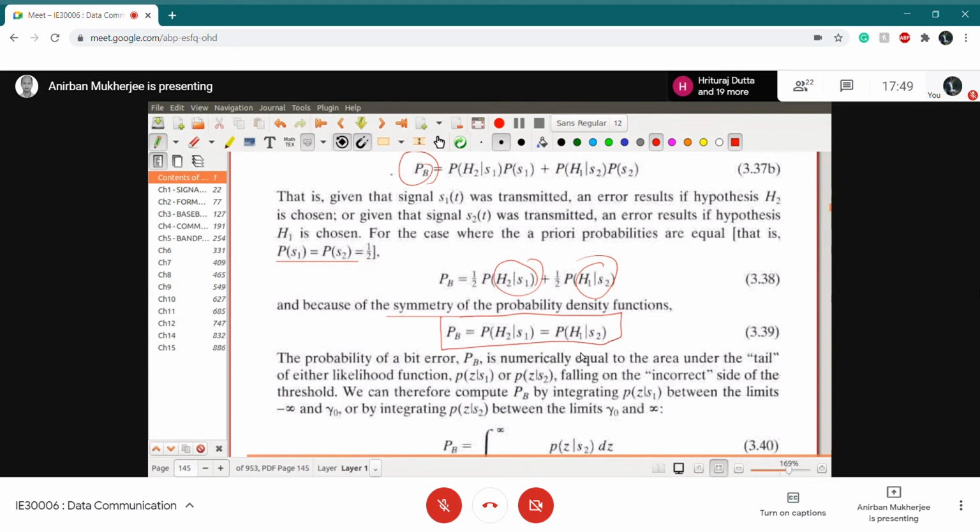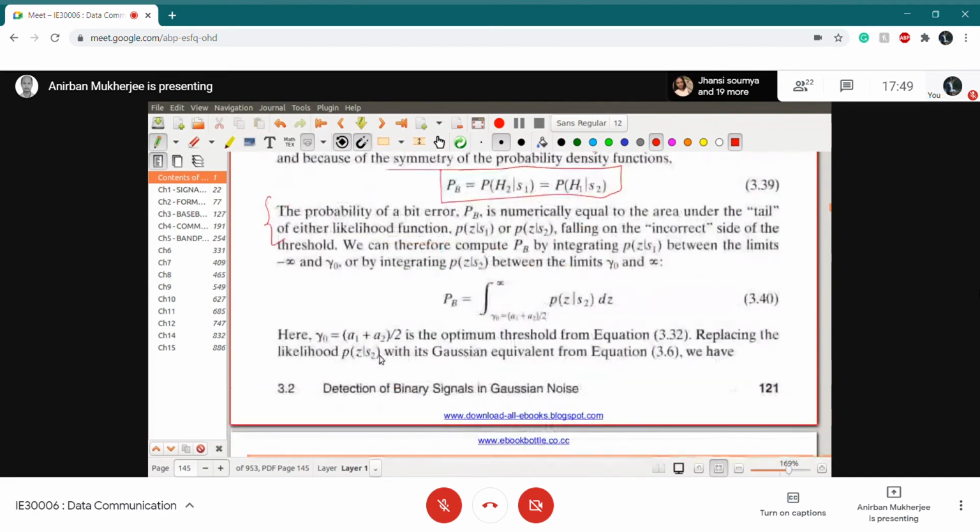Now that is the area under the tail of either likelihood function that is falling on the incorrect side of the threshold. So the probability of bit error is numerically equal to the area under the tail of either likelihood function, P(z|S1) or P(z|S2), falling on the incorrect side. We can therefore compute PB by integrating P(z|S1) between the limits minus infinity to gamma 0.